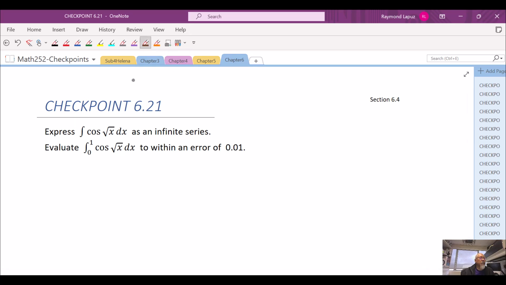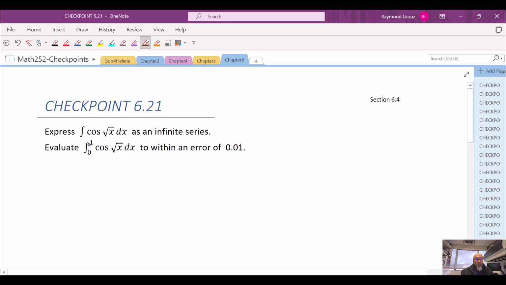In this video, we will be looking at checkpoint 6.21 from section 6.4, where it is asking us to evaluate the integral of the cosine of the square root of x dx as an infinite series. If you tried to do this using regular integration, I don't know if any of our integration techniques would help us get the solution for this.